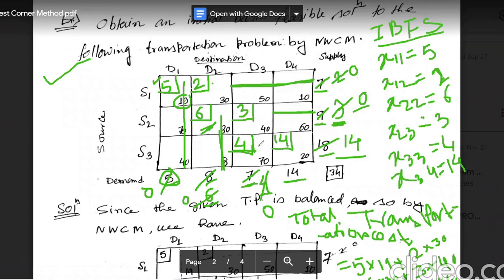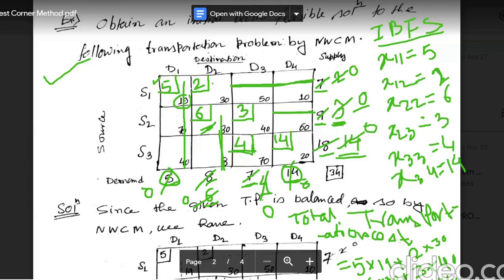Now move to the next cell. This cell is the destination D4. How much is the demand for D4? 14 units. Out of 18, 4 units have been supplied to destination D3, so how much is left? 14. The demand is 14 and the supply available is 14, so allocate 14. So this becomes 0, and this also becomes 0. So the total demand and total supply are met.